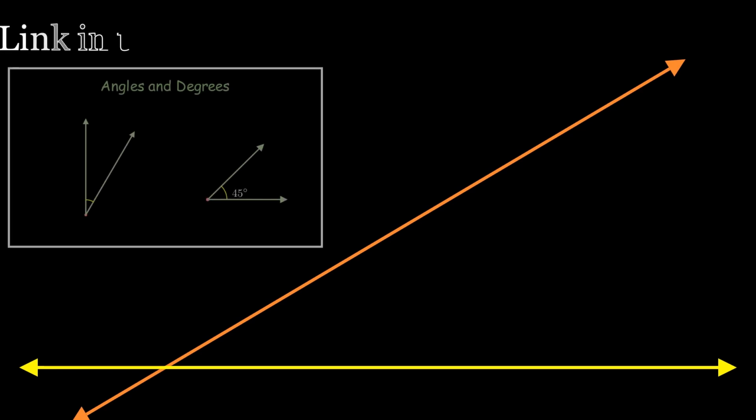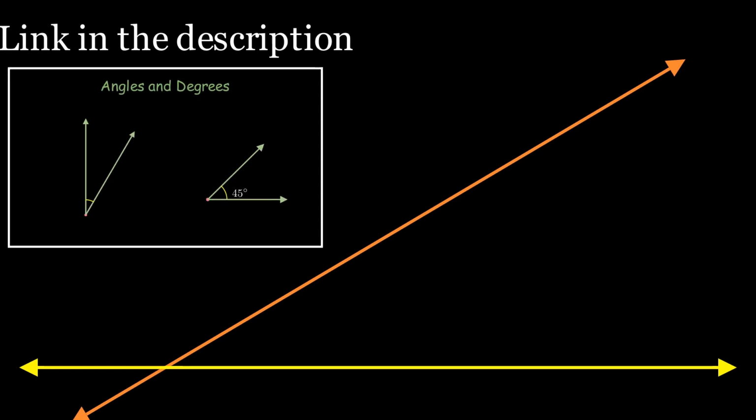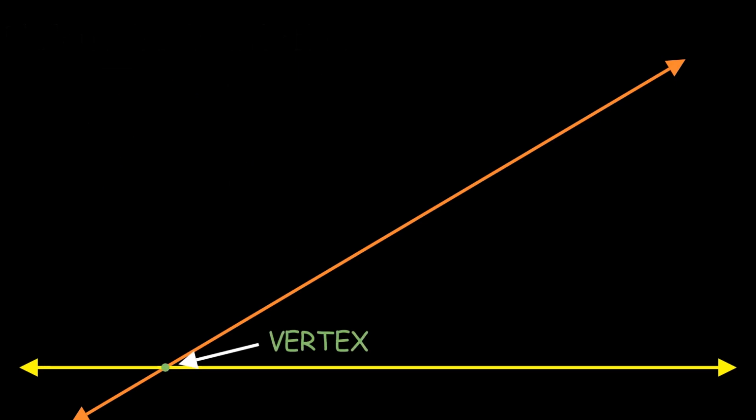Now remember that lines extend infinitely in both directions. I will use arrowheads to represent this attribute. That is why we can draw these lines like this. Notice that these lines cross each other at a certain point. Can you spot the point where they intersect? And do you remember what we call that point? Well, in the video on angles and degrees, we learned that the point where lines, line segments or rays meet is called the vertex. So this point right here is the vertex.